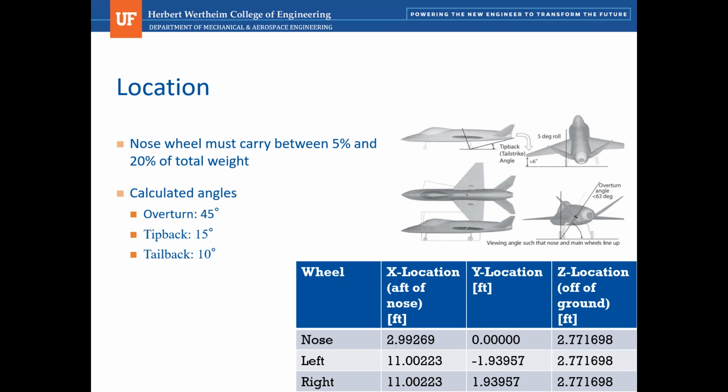Using the overturn angle, the Y locations of the main wheels were found, and the location of the nose wheel was perfectly in line with the center of the fuselage.